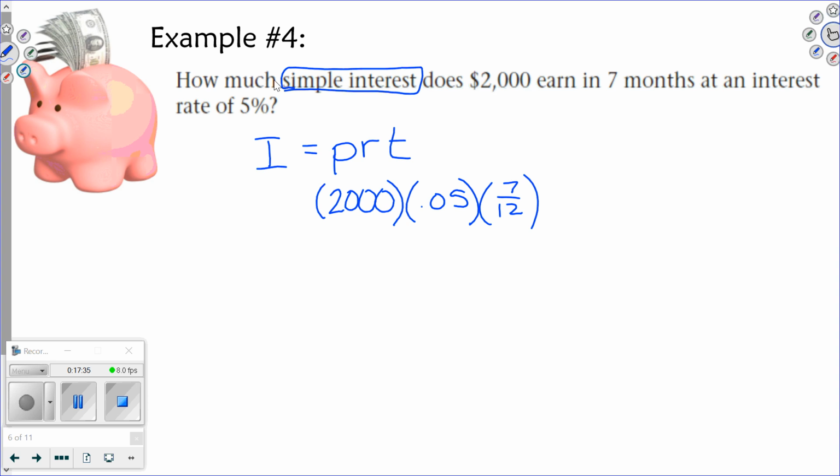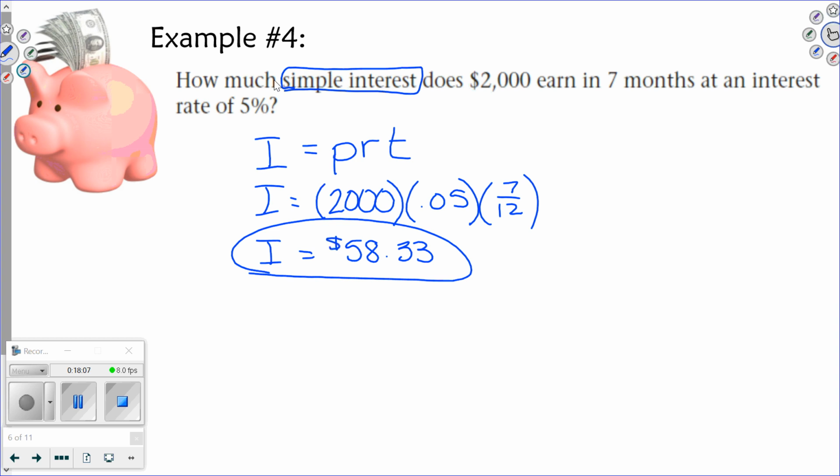All right, so 2,000 times 0.05 times 7/12. Okay, you can just type in the 7/12. It's okay. All right, so you're going to find out we get an interest of $58.33. Did I answer the question? How much simple interest does it earn? Yes, this time I answered it just by doing the interest. That's all I wanted to know. It earned $58.33 in interest.